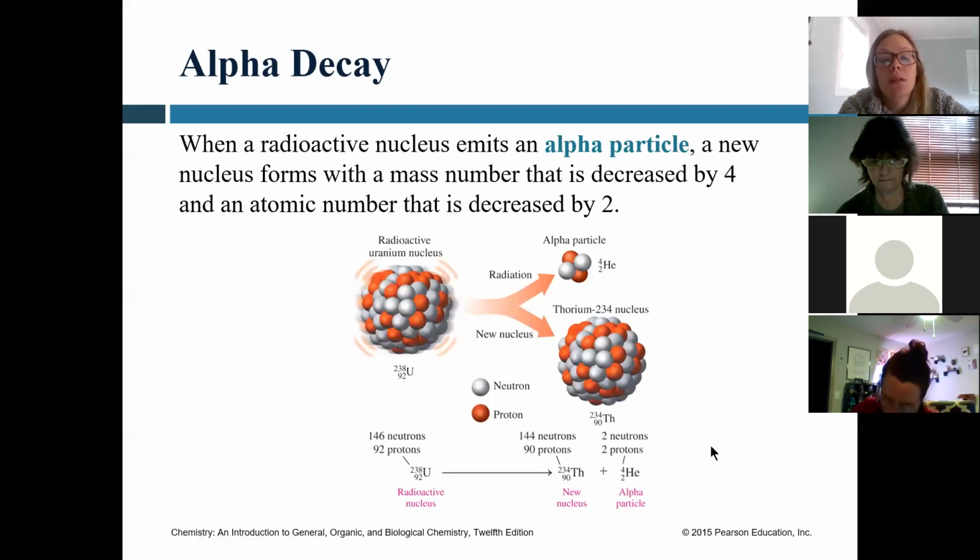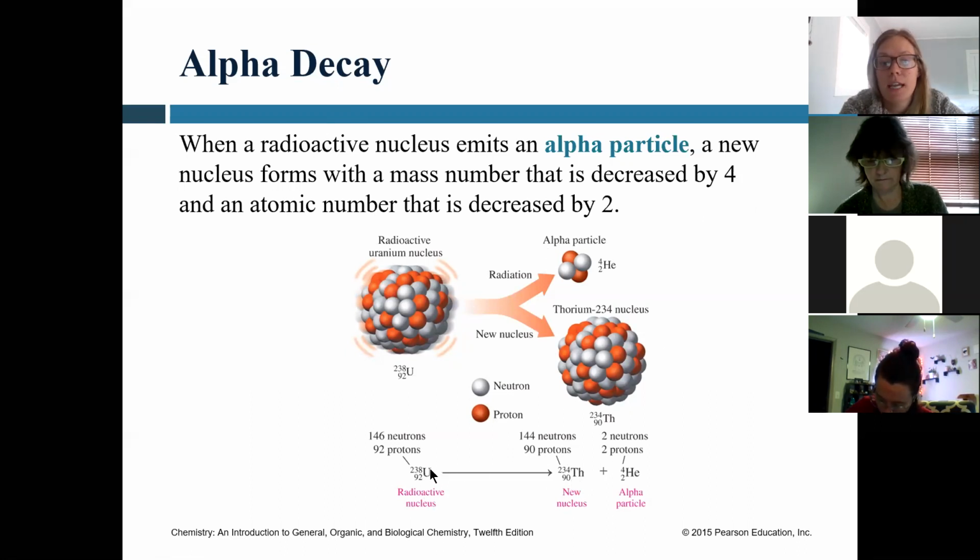So anytime you undergo alpha decay, like if I say, hey, I've got uranium-238 and we underwent alpha decay, well, you better give off an alpha particle. And then everything that remains is going to have an atomic mass that's decreased by 4 and an atomic number that's decreased by 2. And then you just work backwards to figure out what the symbol is.